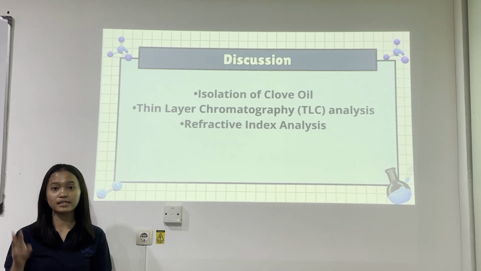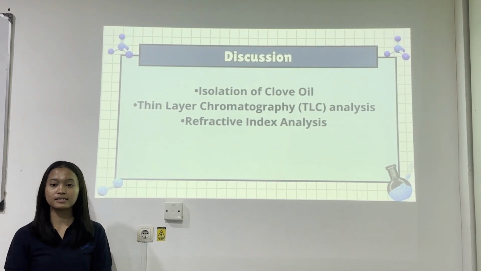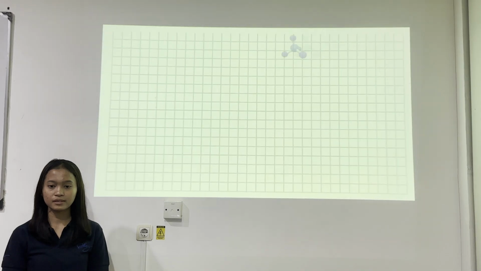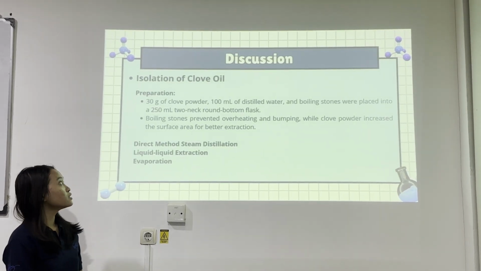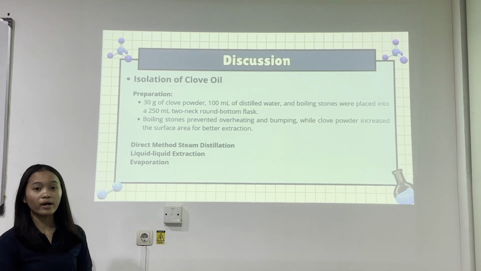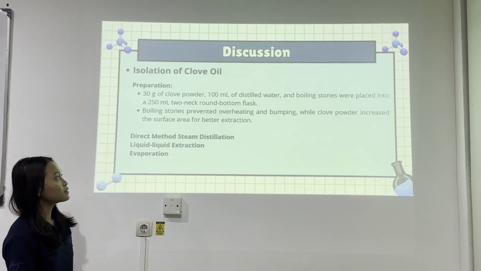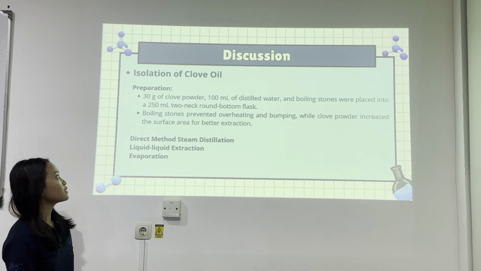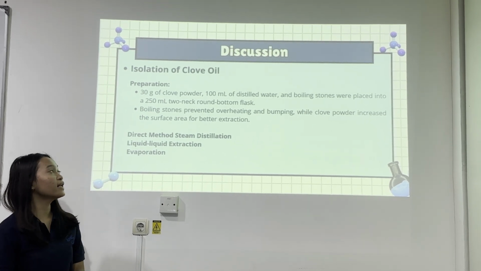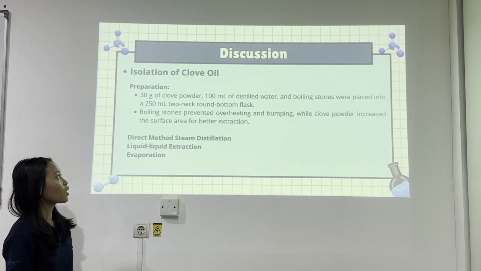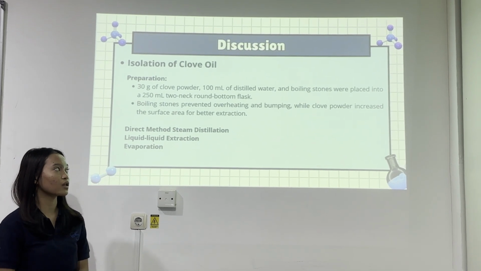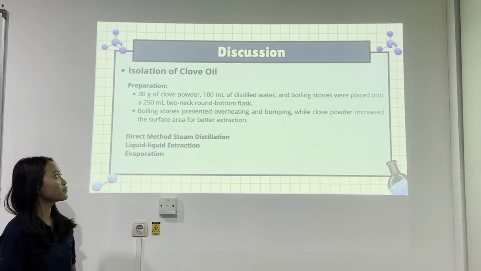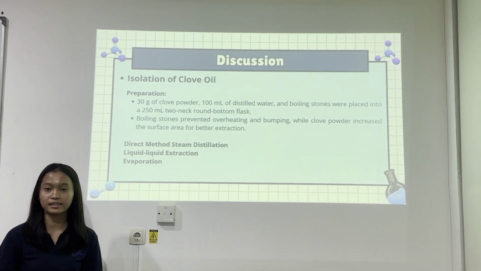The discussion will be focused on 3 points. The first point is isolation of clove oil. The isolation of clove oil begins with preparation: 30 grams of clove powder, 100 ml of distilled water, and boiling stones are placed into a 250 ml round bottom flask. Boiling stones prevent overheating and bumping, while the clove powder increases the surface area for better extraction.